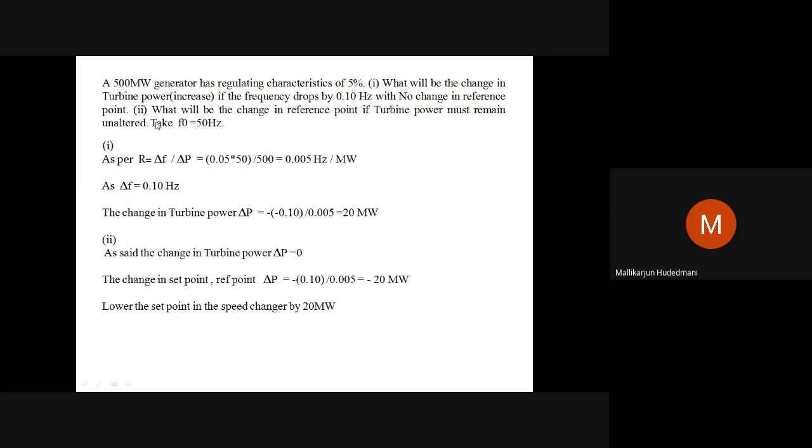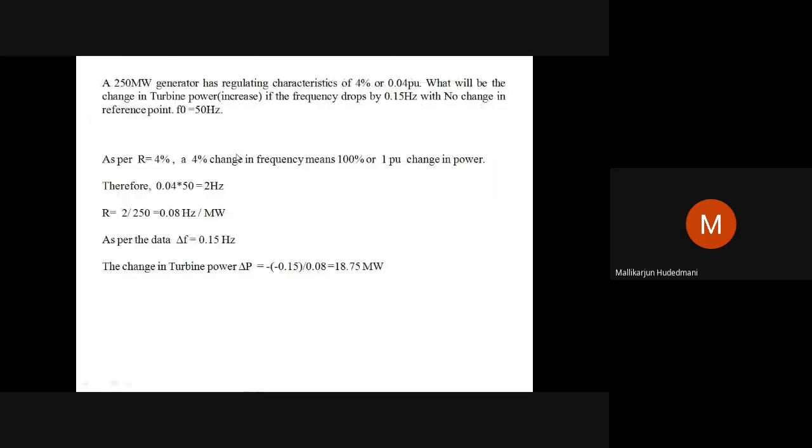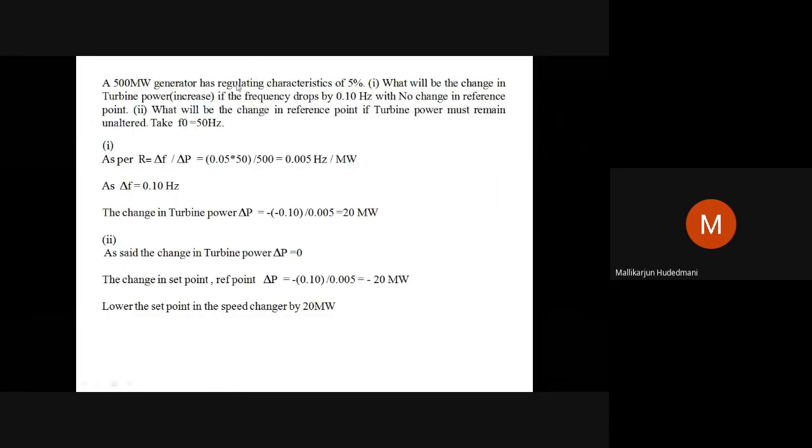The second point is nothing but your first problem. Together, this problem and that problem are combined in a single problem. This can be one of the best problems from your exam perspective. This kind of case scenario would be a best scope for your exams. So let us take the first part.